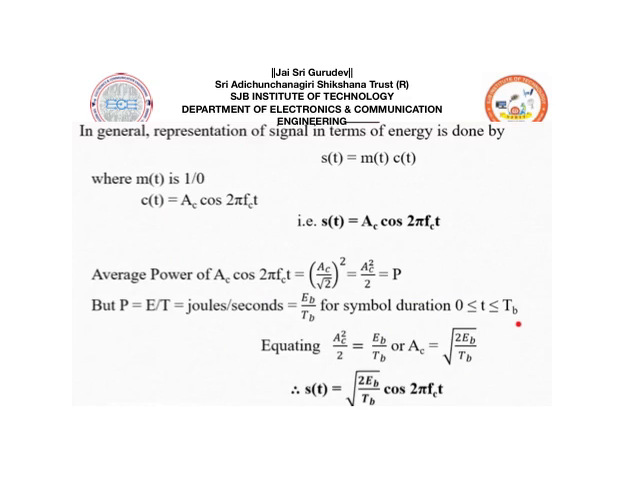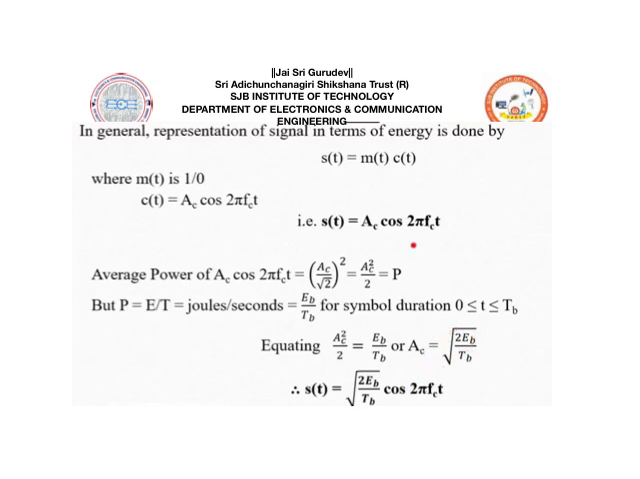Now, if I equate the same thing in this expression, this average power Ac square by 2 is equal to Eb by Tb, or if I segregate the terms and take only the Ac component, Ac is equal to square root of 2 Eb by Tb. The amplitude Ac is equal to square root of 2 Eb by Tb. We got the expression for the amplitude.